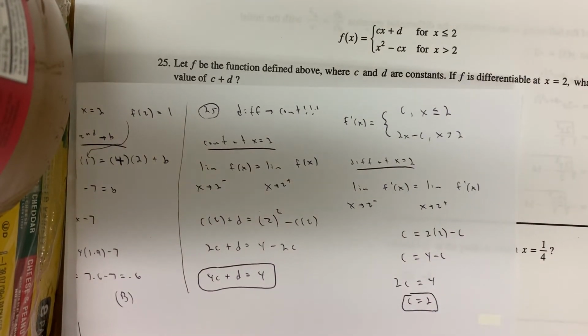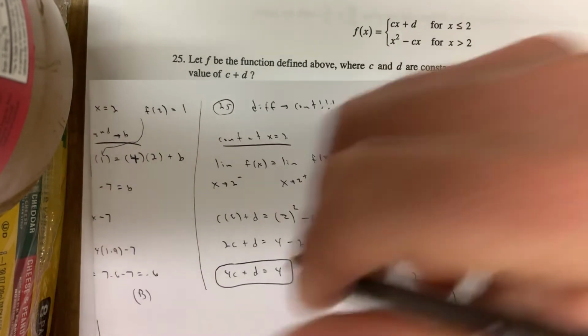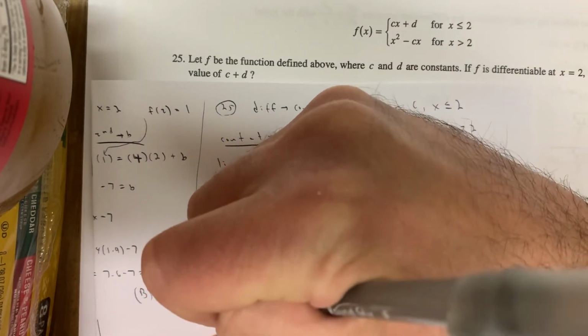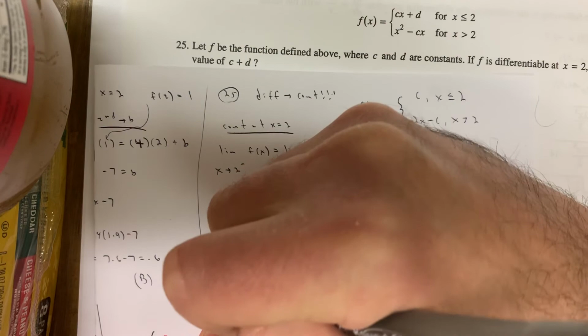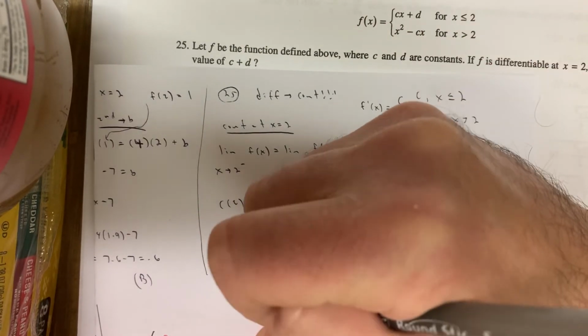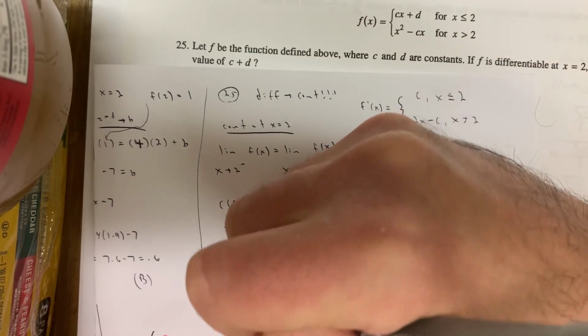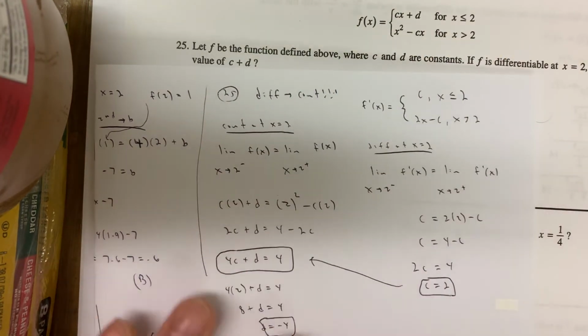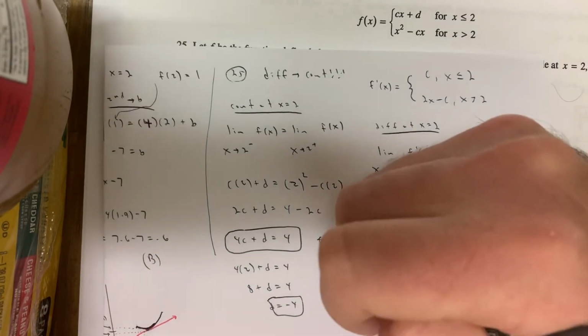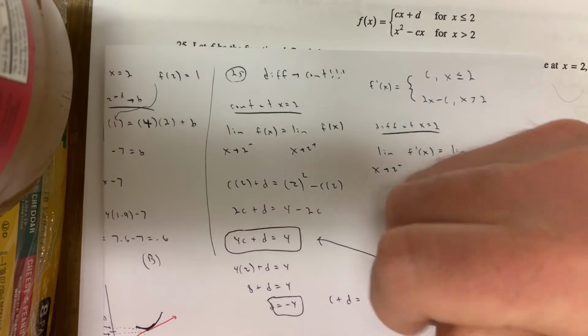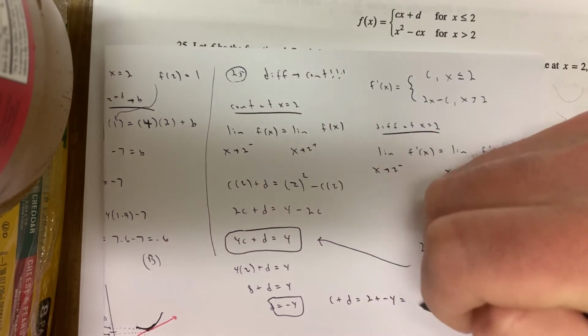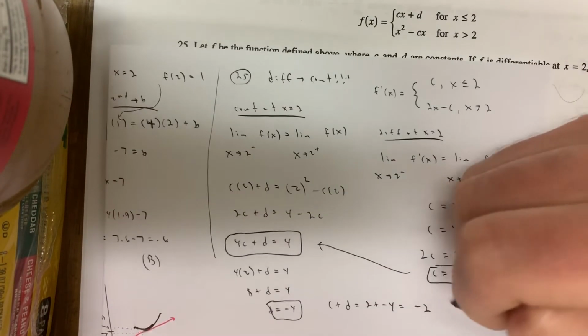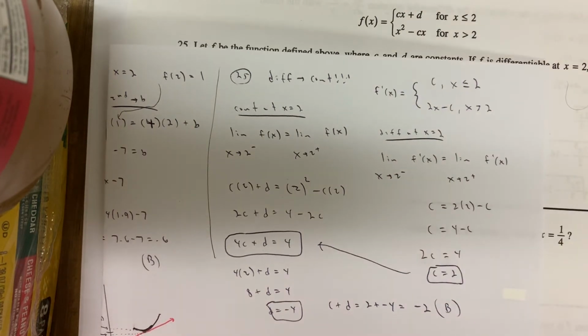And if c equals 2, when you plug that in here, we get 4 times 2 plus d is equal to 4. So that's 8 plus d equals 4. Subtract 8 from both sides. d equals negative 4. What they want to know, by the way, is c plus d. And c plus d is going to be 2 plus negative 4, which gives us an answer of negative 2, which I can see there is B.